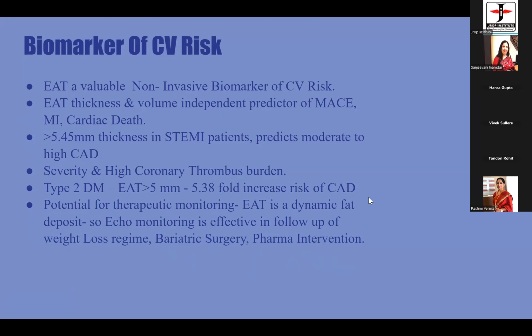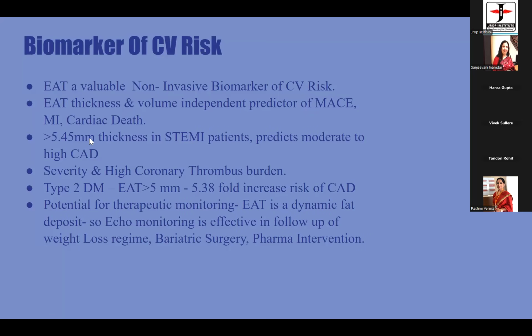Biomarker of cardiovascular risk. Why is epicardial fat gaining more importance? It helps in risk stratification. It has been found to correlate very significantly with thickness. Epicardial fat is an upcoming non-invasive biomarker for assessing cardiovascular risk. Its thickness and volume are independent predictors of major adverse cardiac events, myocardial infarction, and cardiac death.